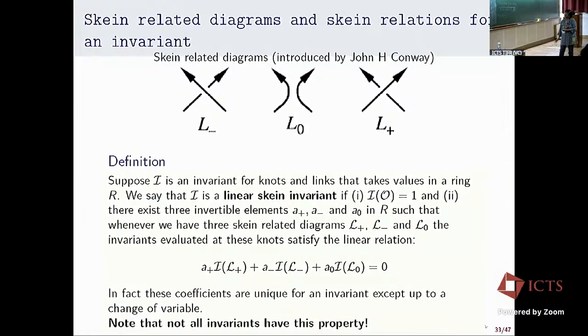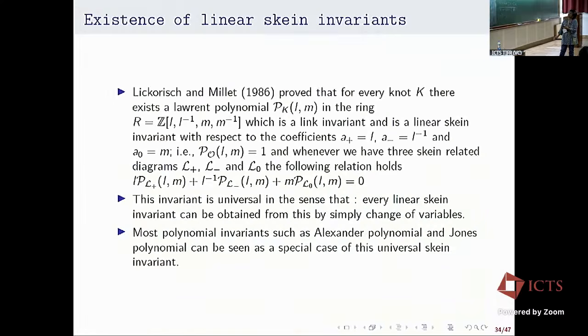And there is a class of invariants which have this sort of property. It's just that these coefficients may keep changing. One invariant will have some choice of A plus, A minus, A naught. That's an invariant. There's another set, another invariant, but they are computable and they are called linear skein invariants. All invariants are not skein invariants. So some very special ones exist. Someone proved that such an invariant exists using braid theory.